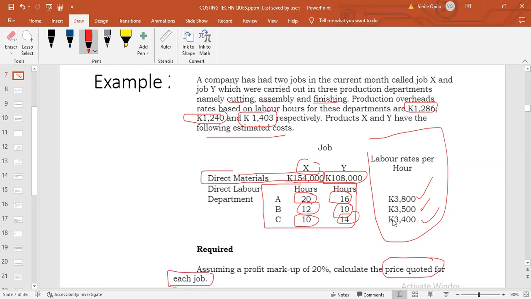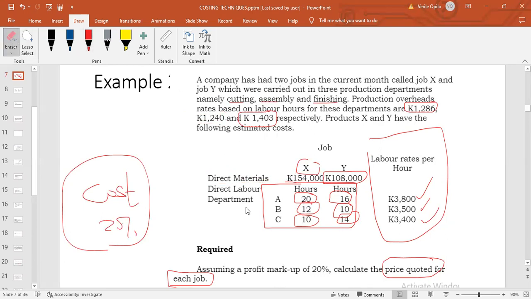So in this case, we need to know how much in total is the cost of the job. And then from there on, we add now the 20% markup. We should be able to get now the price that the company is going to quote for each job that they have. That is for job X and also for job Y.